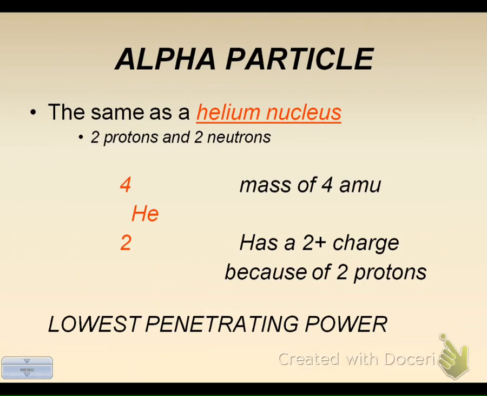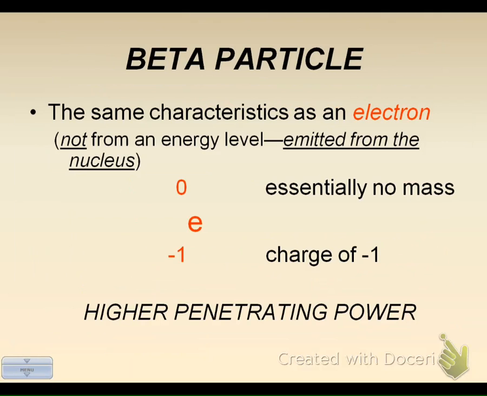So the mass of an alpha particle is 4, 2 protons, 2 neutrons, that's 4. And then it's going to have a +2 charge because the 2 protons are going to be charged. The neutrons are not. The alpha particle is actually pretty weak because it's so big it can't be moving very fast. Then we have the beta particle.